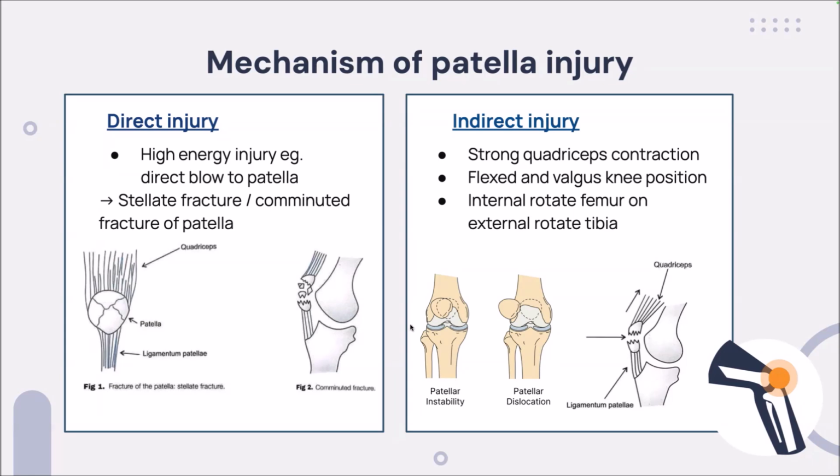For the direct injuries, it occurs due to external force directly to the patella. For example, a high energy blow, a fall on the knee, or a motor vehicle accident. The force applied directly to the patella can cause stellate fractures or comminuted fractures.